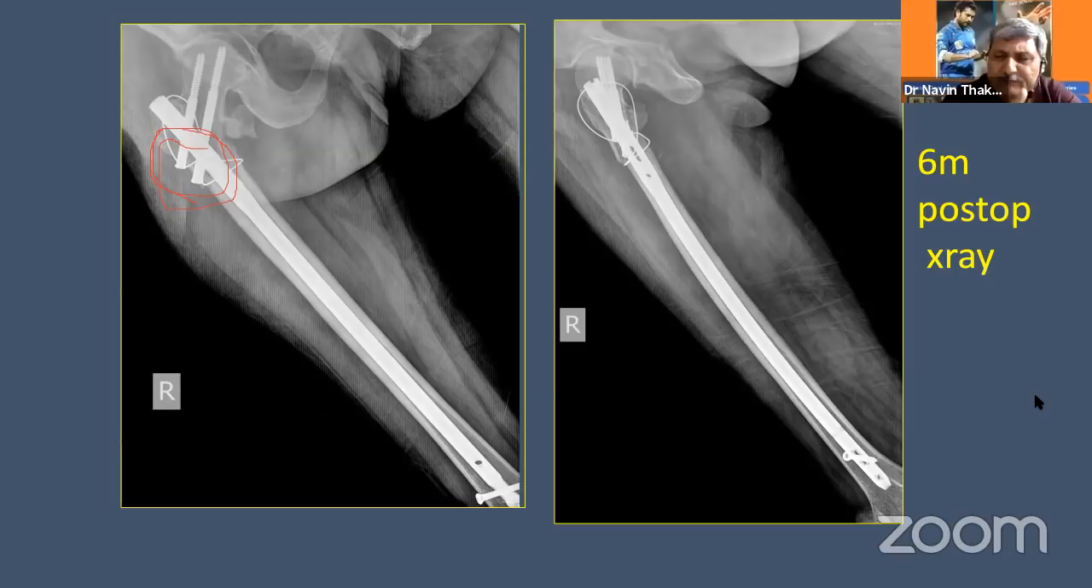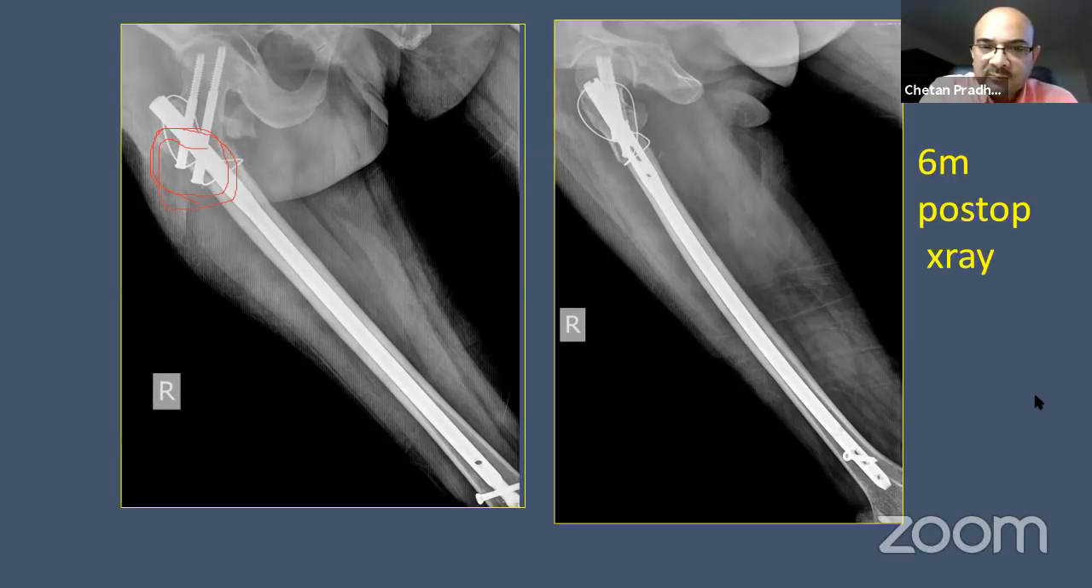Otherwise, no, because there is a pain, there is an instability. It is an invisible instability which we see only on a static X-ray as stable. But if you do a dynamic study, it is on load bearing, cyclic loading. It's not healing. That means there is a macro motion going on.